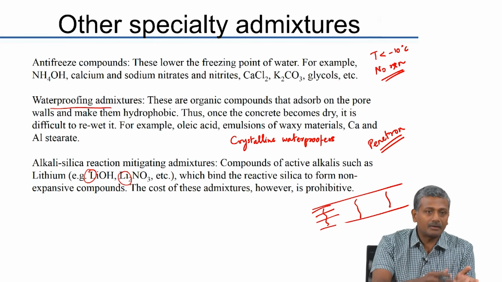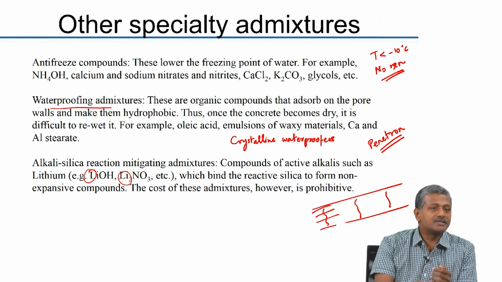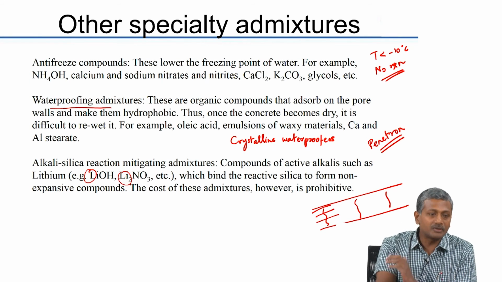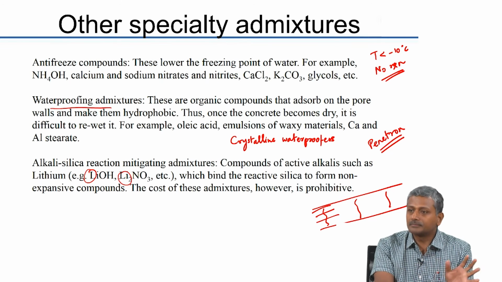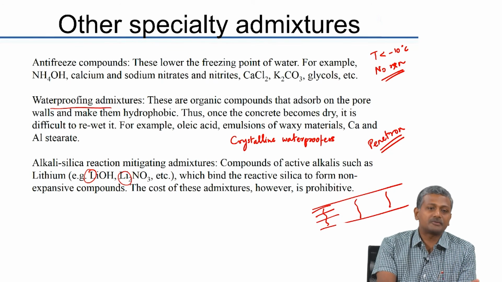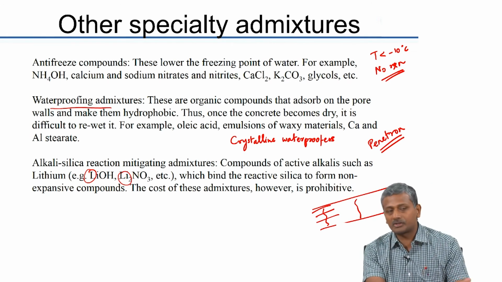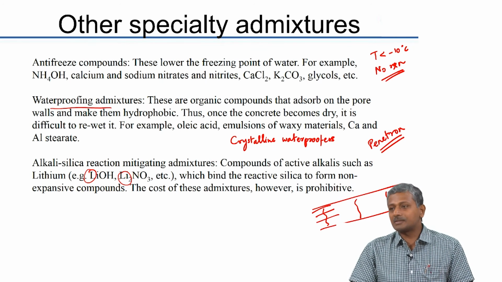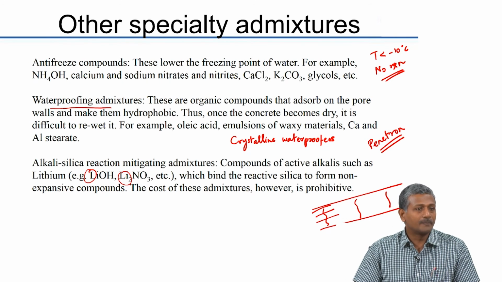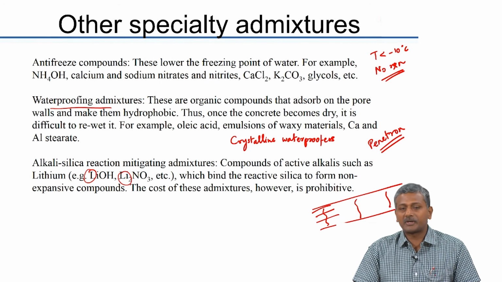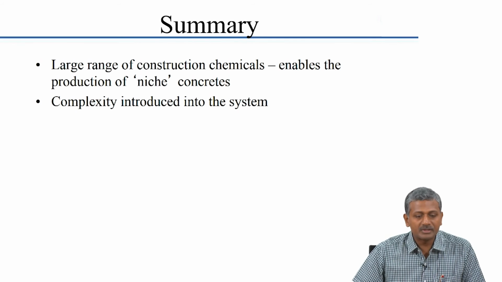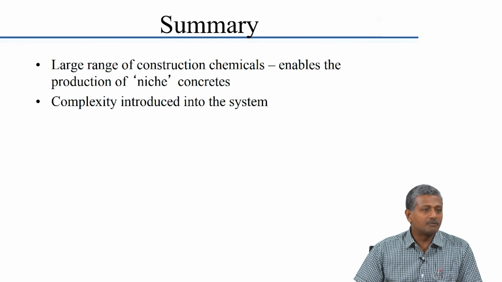Okay. So, your lithium interacts with your reactive silica and binds it into a non-expansive gel, and that reduces the overall expansion that happens with reactive aggregate. But again, lithium based compounds are prohibitively expensive, and you need to use a lot of them to actually make resistance to alkali-silica reaction possible. You will see later in our next chapter, when we talk about mineral admixtures, that simply replacing cement with fly ash or slag or silica fume would be a good enough way to reduce expansion caused by alkali-silica reaction. Okay. So, in summary, we have talked about a lot of different types of construction chemicals.